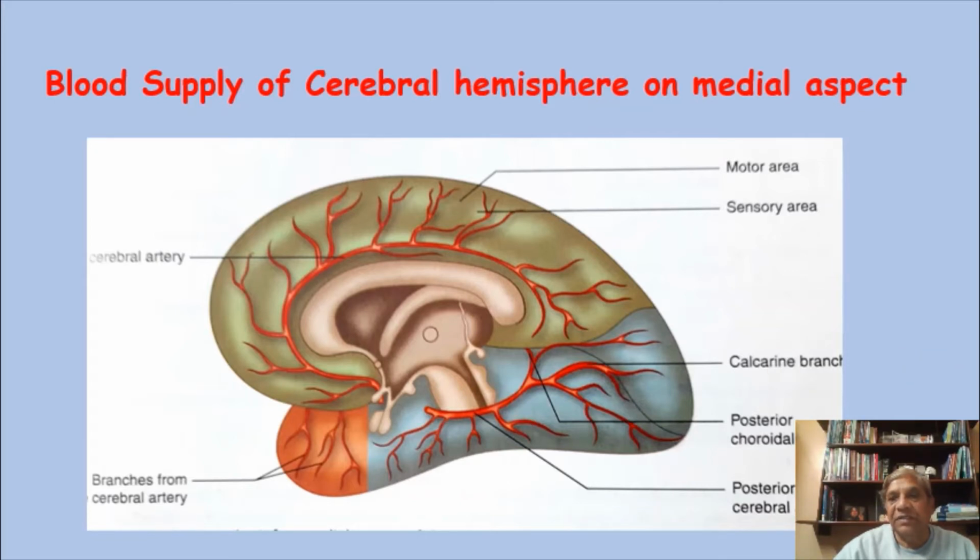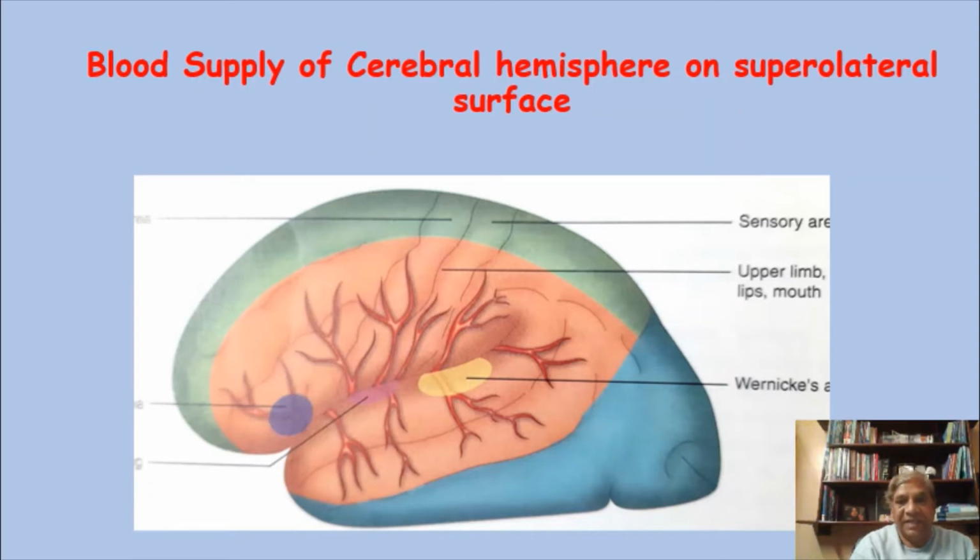Let's move to the other aspect, and this aspect of the cerebral hemisphere is that of the superolateral surface, as seen from the lateral aspect and superior surface. This is the frontal pole, this is the occipital pole, this is the temporal pole.